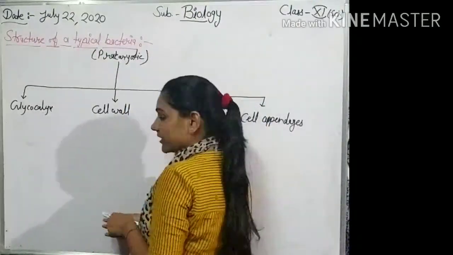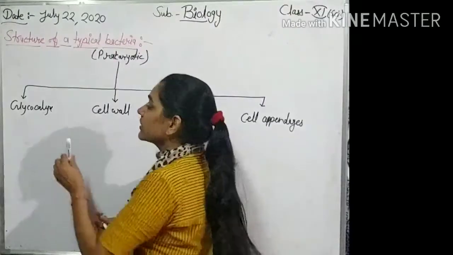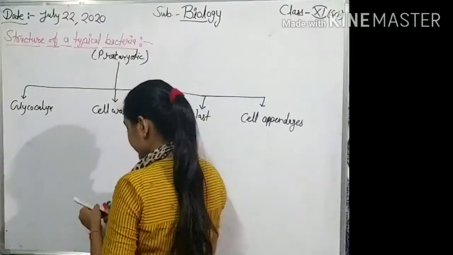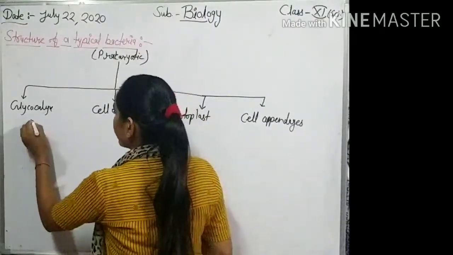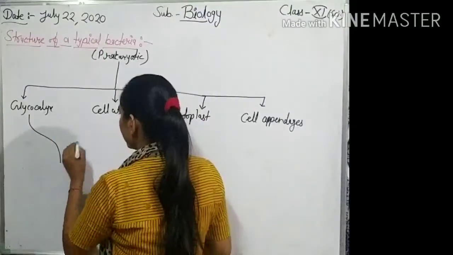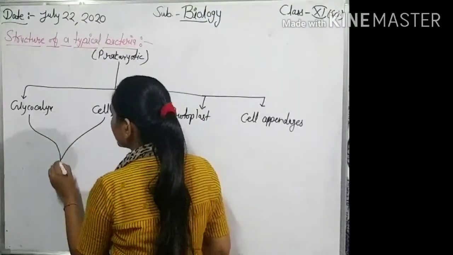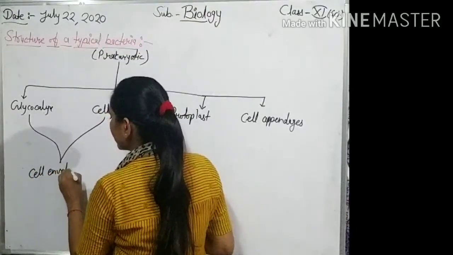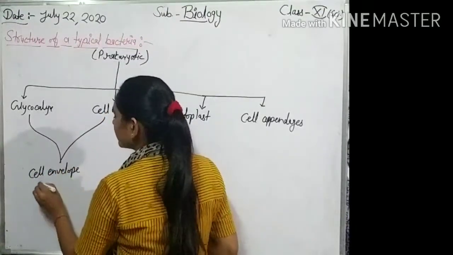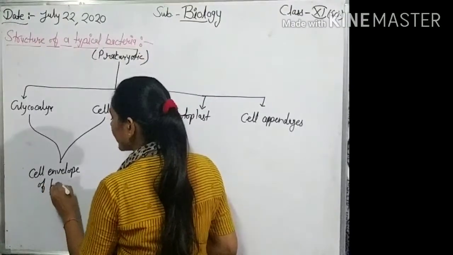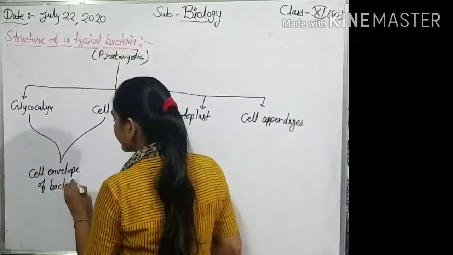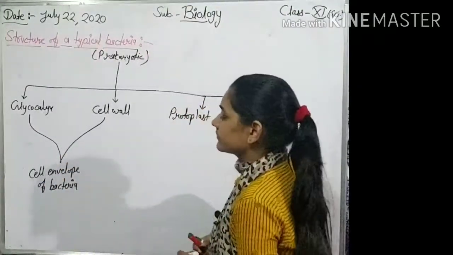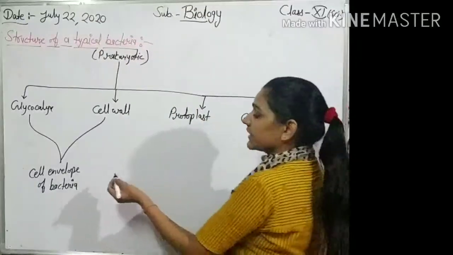Glycocalyx is a polysaccharide or carbohydrate, and it makes the cell envelope of bacteria. As you know, bacteria is a unicellular cell.